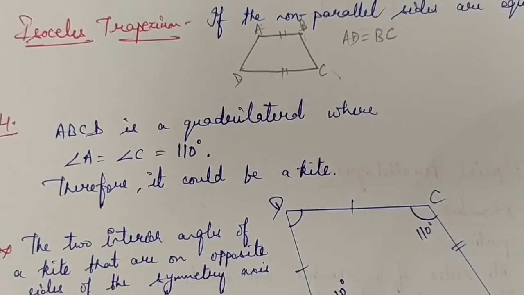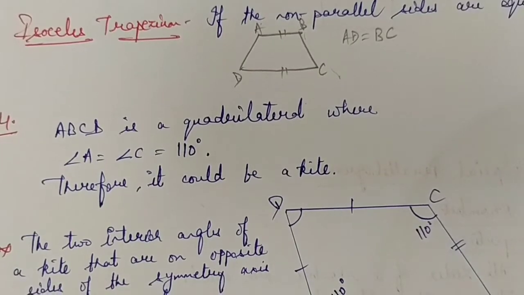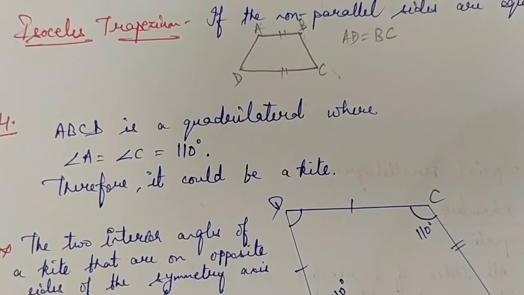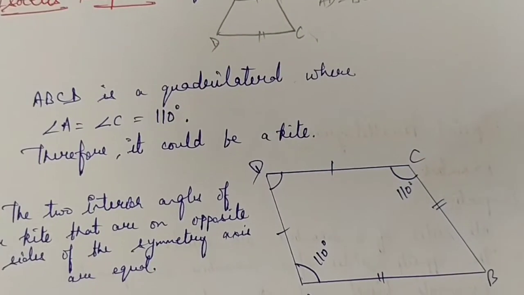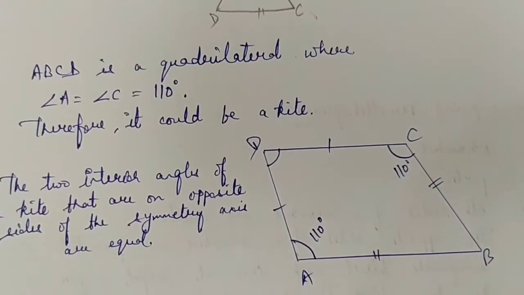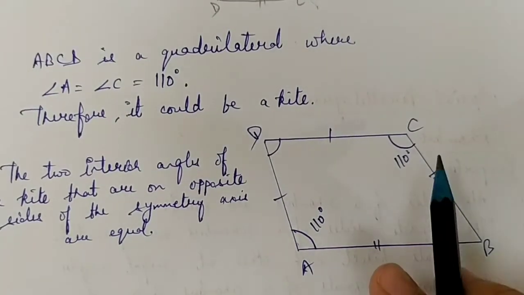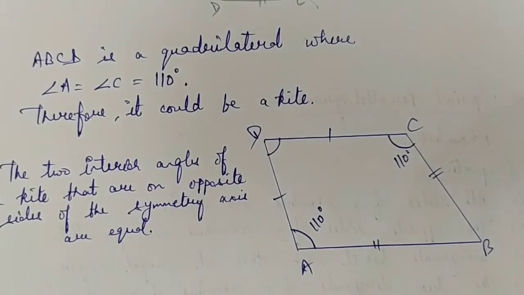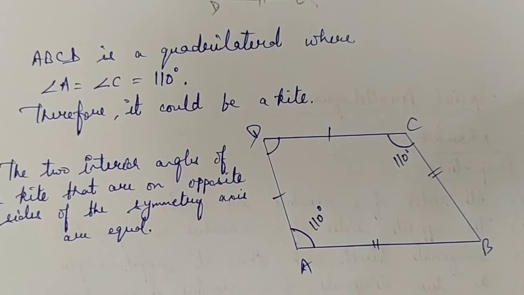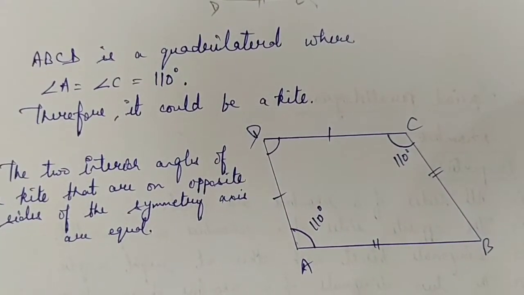draw a rough figure of a quadrilateral that is not a parallelogram but has exactly two opposite angles of equal measures. So we can draw a quadrilateral like this, that ABCD is a quadrilateral where angle A is equal to angle C. You can take any angle. I have taken 110 degrees over here. Therefore, it could be a kite, because it is a quadrilateral, but it is not a parallelogram because its opposite sides are not equal and parallel. And also I have written the reasoning here. You can note it down.